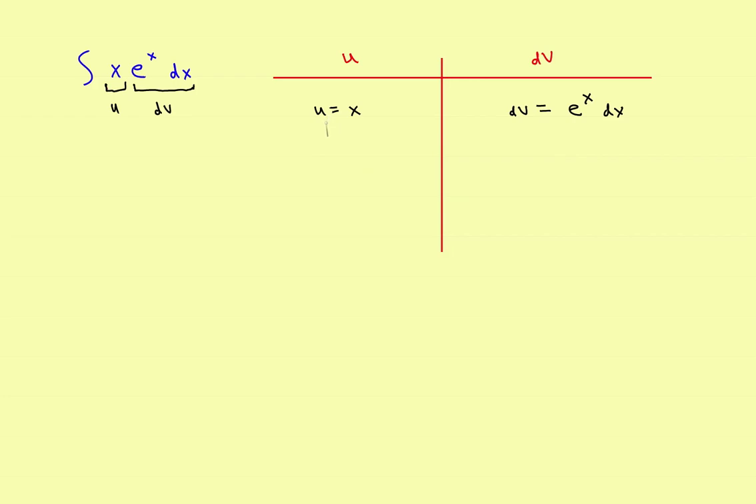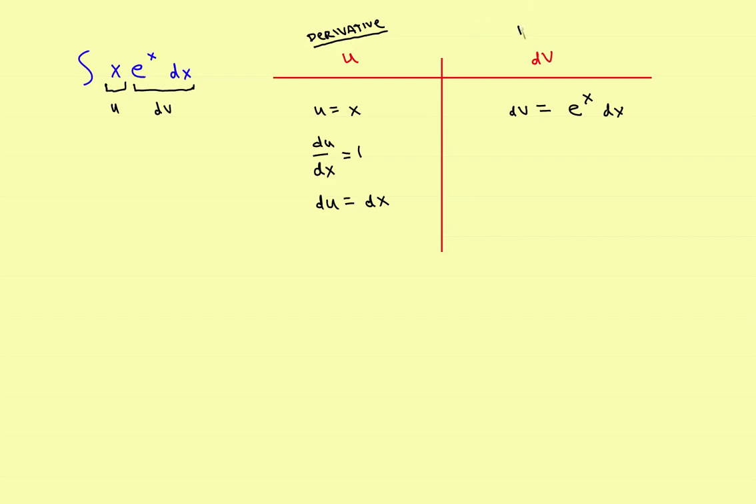Now again, take the derivative of this part. So on the u part, take the derivative of it. So what that's going to be, the derivative of u with respect to x would be equal to 1. So if the derivative of u with respect to x is 1, that means the differential of u would be equal to 1 times the differential of x, or just the differential of x. So that gets you this. You've got du would be equal to dx. So on this side, you took the derivative.